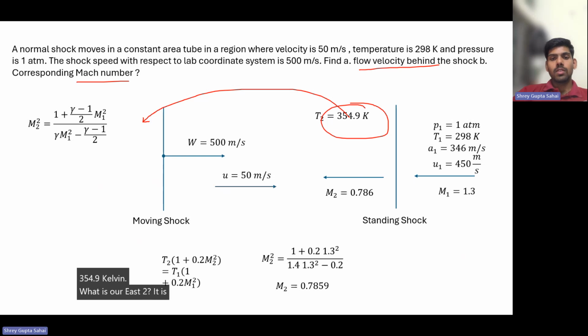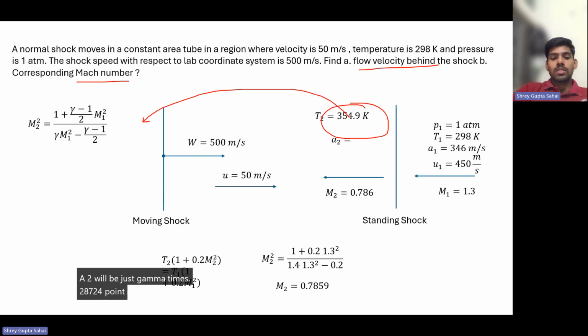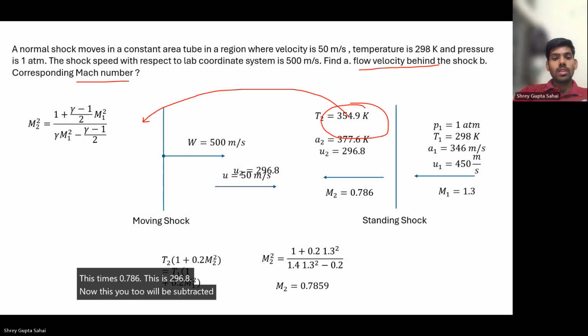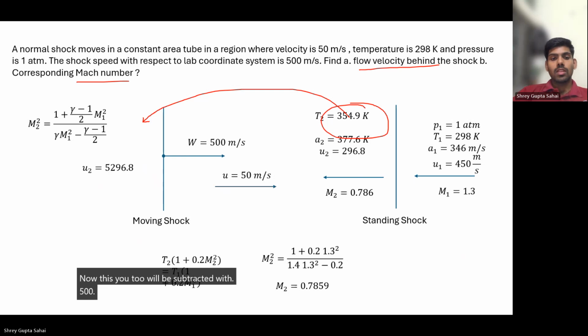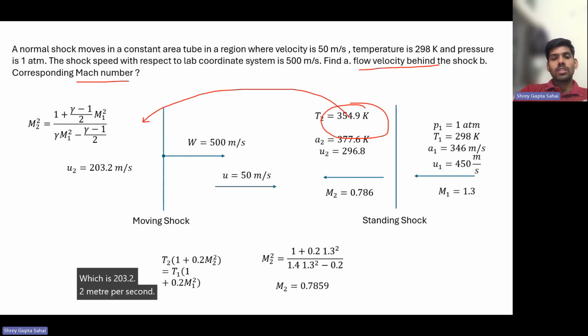What is our A2? Let's just calculate A2. A2 will be just the square root of gamma times 287 times 354.9. A2 is 377.6 meters per second. What is our U2? U2 will be this times 0.786. This is 296.88. Now this U2 will be subtracted from 500, which is 203.2 meters per second.